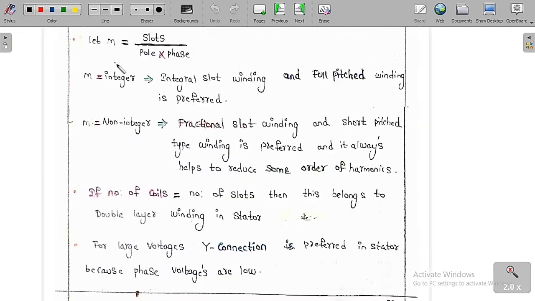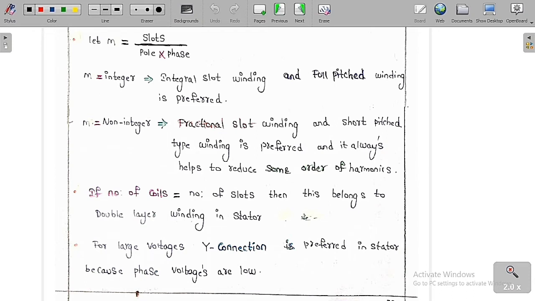I have already told you what M is. M means the phase group or phase belt, which is defined as the number of adjacent conductors and slots belonging to the same phase. So M is equal to slots per pole per phase. Basically, it tells you the number of adjacent slots which have the same phase windings.